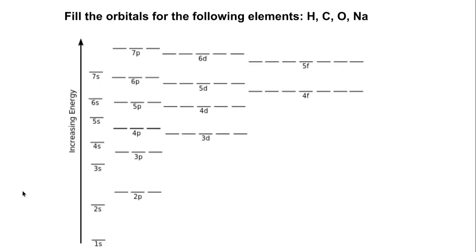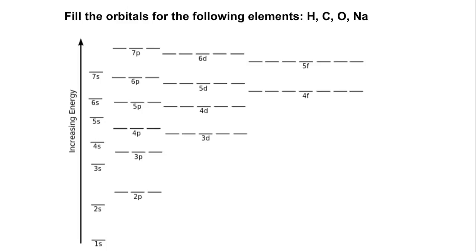Now it's time to show me what you actually learned from this note sheet and this video. So take a couple minutes. You're going to use these orbital diagrams that are on your note sheet, so you don't have to draw these ones out, to draw the orbital diagrams using arrows for hydrogen, carbon, oxygen, and sodium.